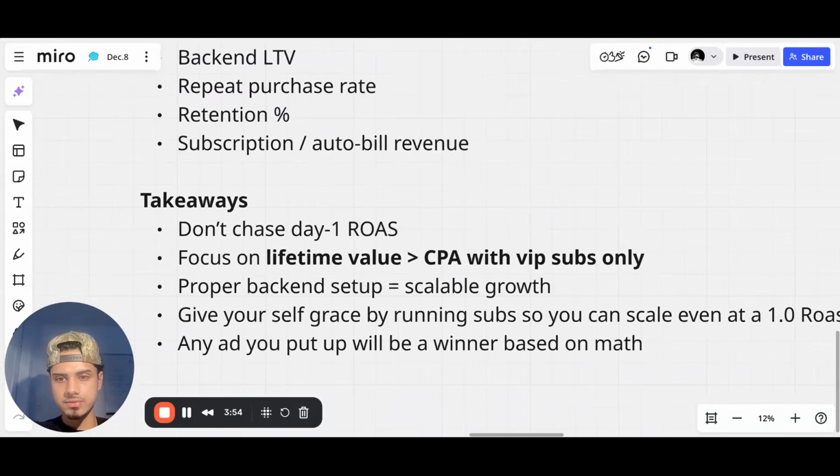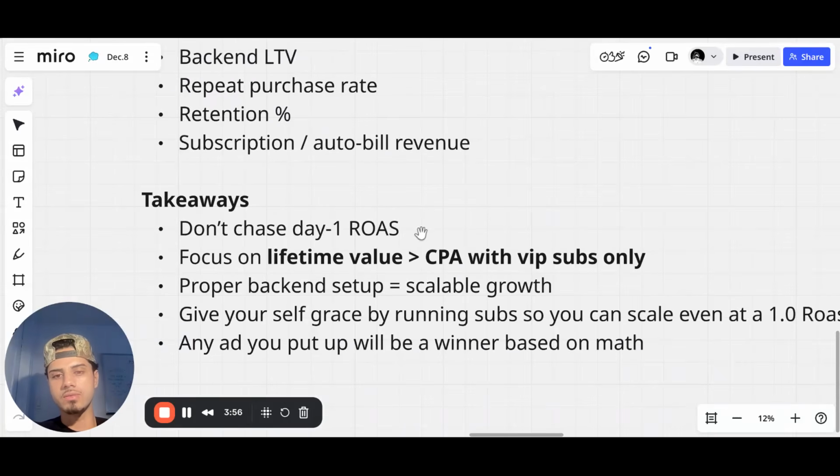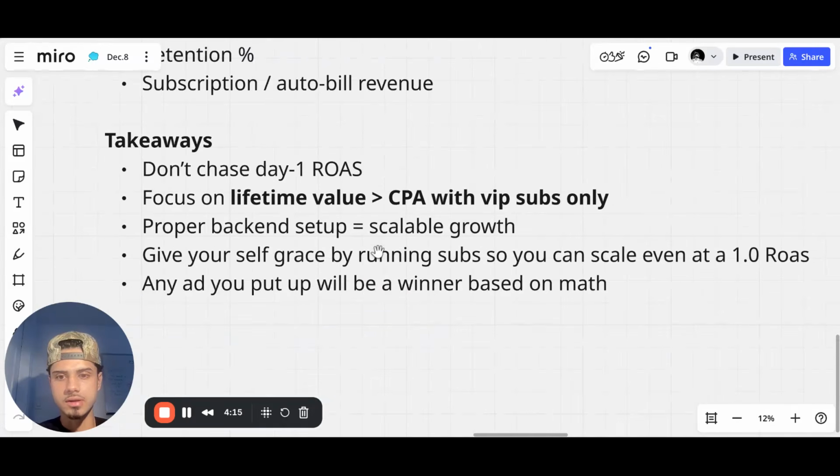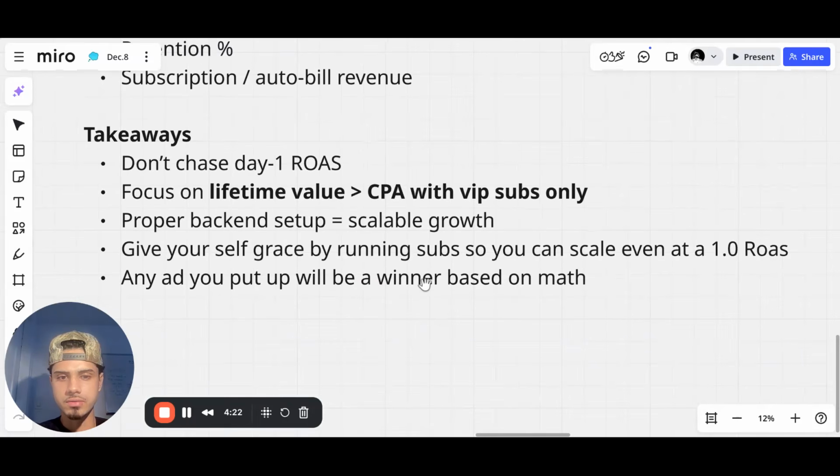So some takeaways from this: obviously you don't have to chase day 1 ROAS. If you do the math beforehand of what your lifetime value is, you could scale at any number using this formula. Focus on your lifetime value with the subscriptions. Obviously with VIP subs, that's what you're applying here. You need to have a proper backend setup. Obviously don't get shut down, and have your subs on a CRM so you also don't get that deleted. And give yourself grace by running subs so you could even scale at such a low ROAS.